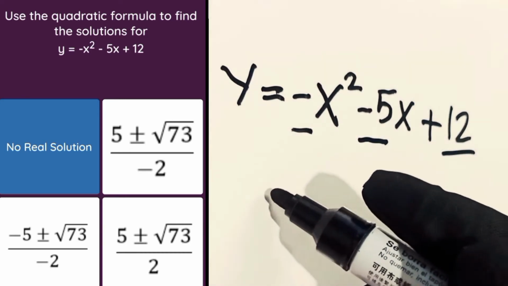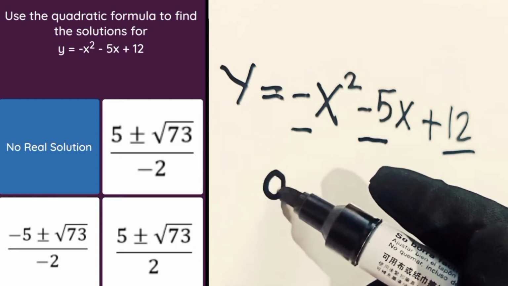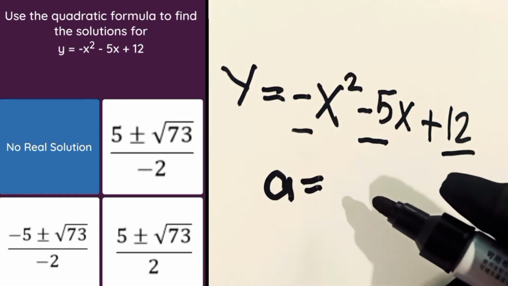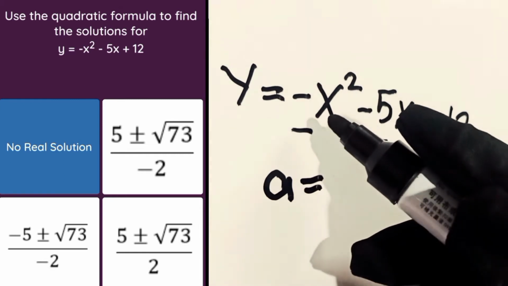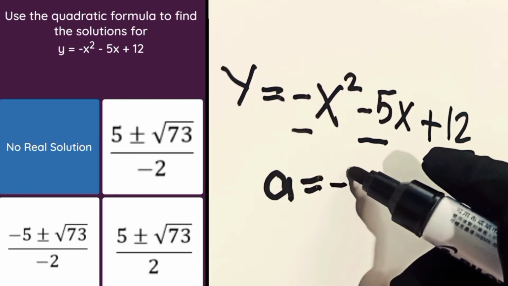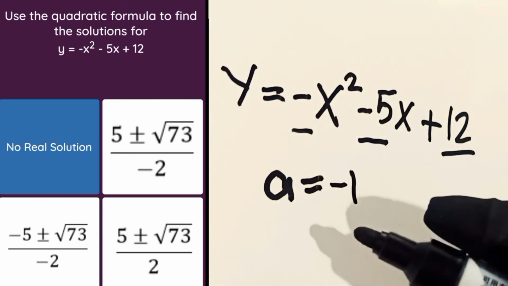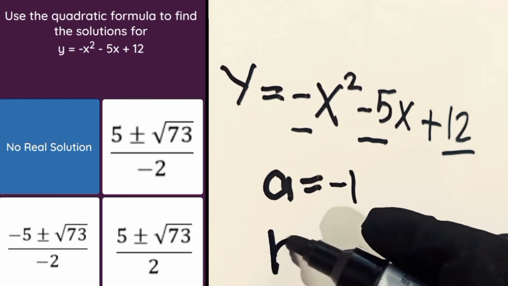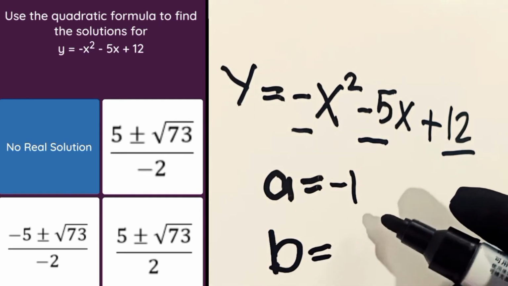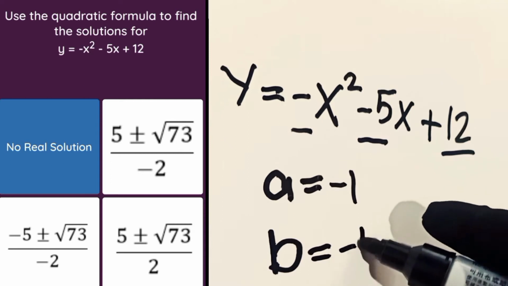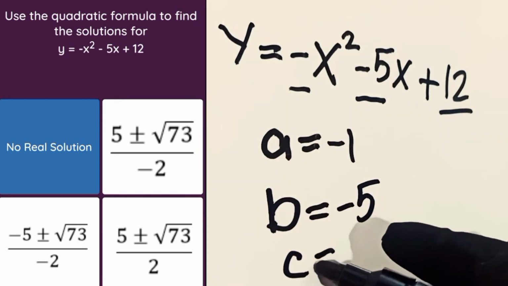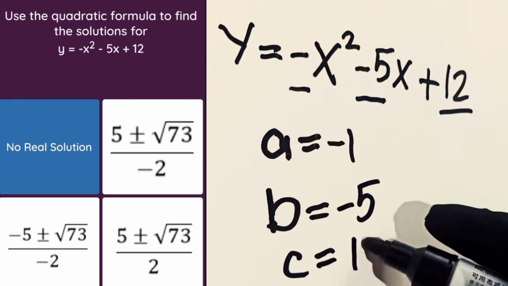In this case, a equals -1 because there's an invisible 1 there beside x. Just like the moon: when you look at the sky at night, you don't always see the moon, but it's just there. Then we have b equals, as you can see, the number beside x, which is -5. And we have c equals +12.